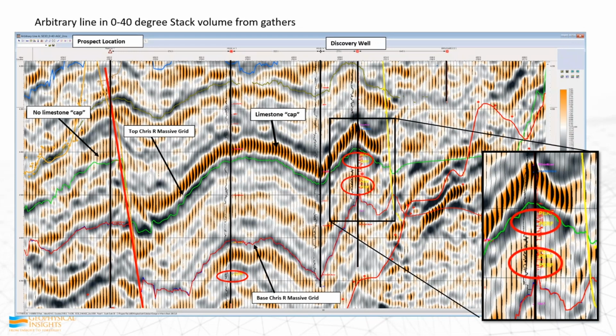Now, one thing I noticed is that it's got this nice little limestone cap on top of it. And my client's fault block, which is right here, does not appear to have that same limestone cap. Here, this green line represents the top Chris R sand, and the red is the base of the Chris R down here. So pretty massive sand.